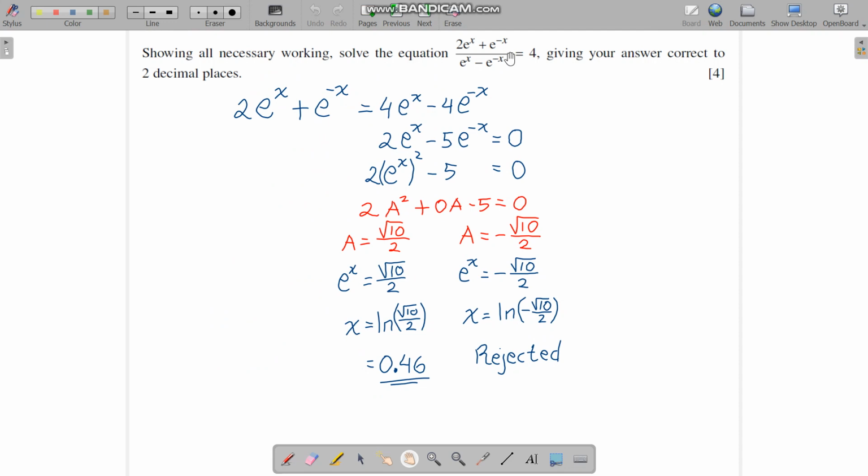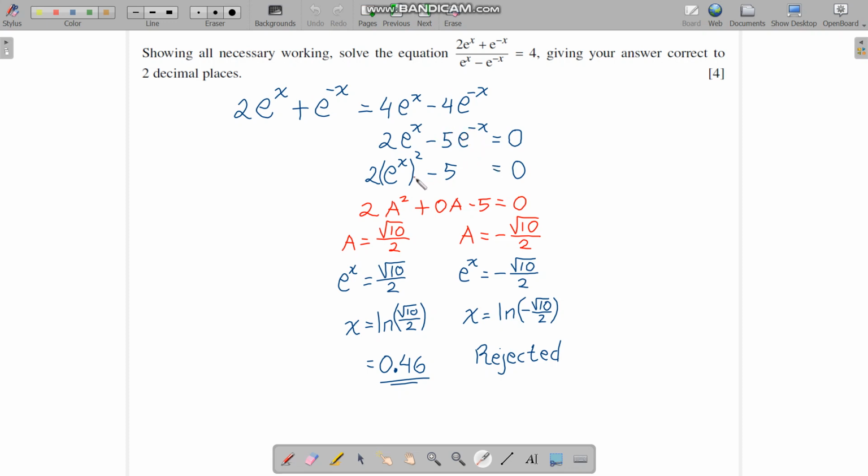Another example, yeah, we do exactly the same thing here. So we multiply both sides by the denominator. So we have 4 times e to the x, 4 times minus e to the minus x, and we move the 2e to the x to the right. 4 minus 2 is 2. We have this, move it to the right, minus 4 minus 1, we get minus 5.